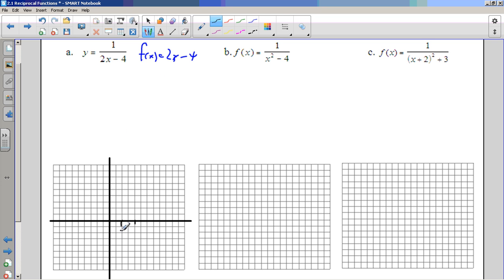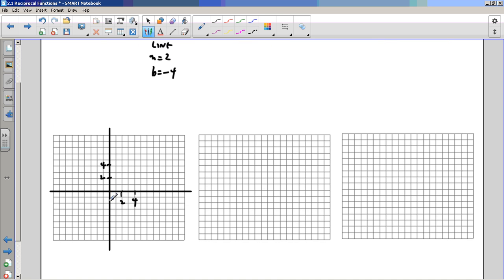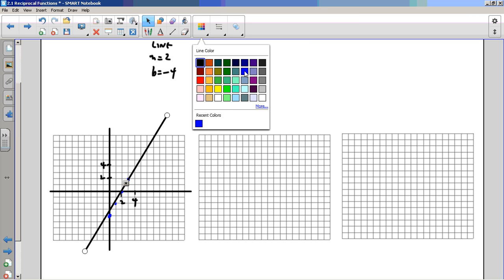This is a line with slope 2 and y-intercept -4, so I can graph that quickly. -1, -2, -3, -4, and then the slope: up 2, right 1, up 2, right 1, up 2, right 1. That's the slope. And then I'm going to graph this. Now notice, this isn't the function I want, right? This is the reciprocal.